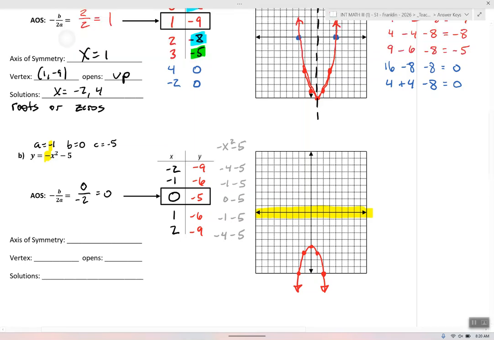So our axis of symmetry was x equals 0, right down the middle. Our vertex was the point 0, negative 5. Our graph opens down. And our solutions here, there are no solutions.